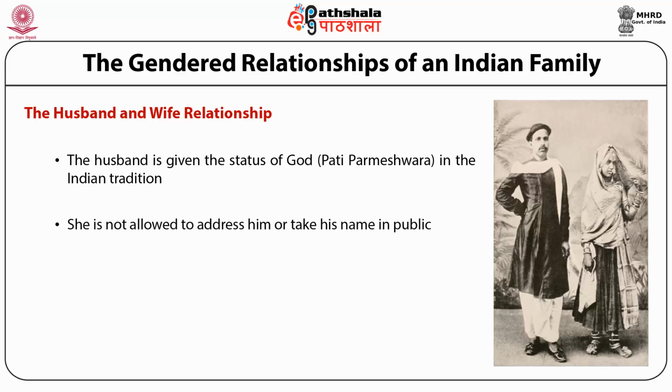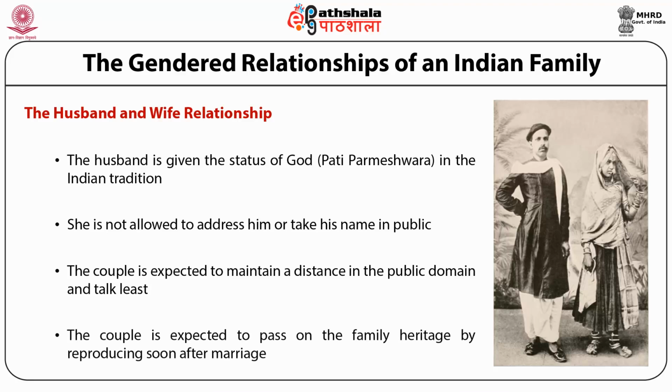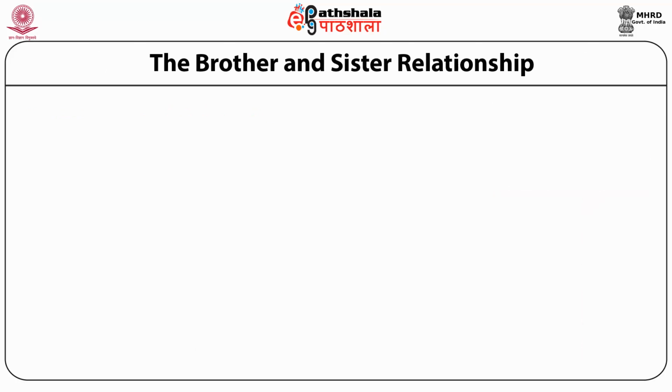She is not allowed to take his name or address him in public. During meals, she is supposed to eat after her husband, and while walking, she must customarily follow behind her husband. The couple is expected to maintain a distance in the public domain, though there is always an expectation to conceive as soon after marriage. The brother and sister relationship.